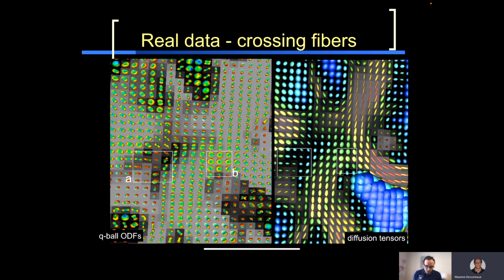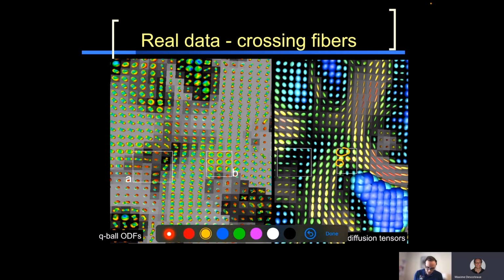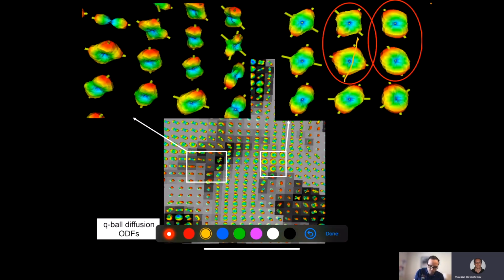And so you get your ODFs. And so compared with diffusion tensors that were known to be limited in crossing fibers where you get disks and very low FA regions, well, suddenly you start getting shapes of ODFs with crossing fibers. As we will see later, this is not perfect yet, but this was the first indication that yes, there were crossing fibers in the brain and that we could reconstruct them using a relatively simple algorithm.